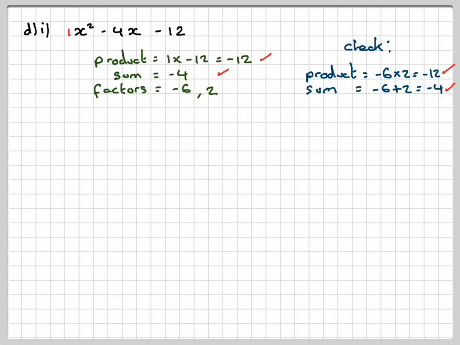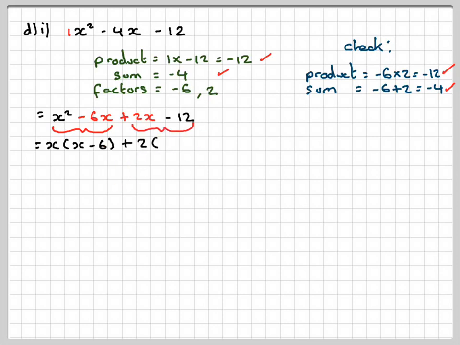Then we write down the expression, and we split the middle term up into minus 6x plus 2x minus 12. We group the first two terms together, we're going to get x brackets x minus 6. Group the second two terms together, which is 2, so we've got plus 2 brackets x minus 6. Common factor of x minus 6, that comes out, so we get x minus 6, x plus 2, and therefore we have now factorized it. Now if it came out x plus 2 times x minus 6, that's still correct.